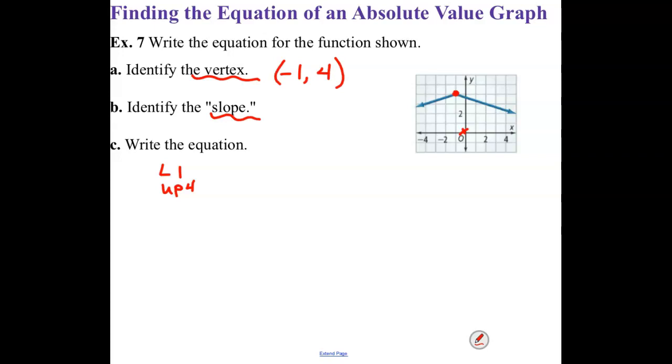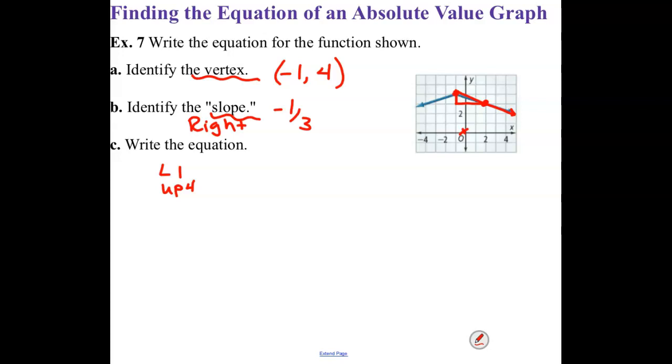Yes? All right. What's the slope? Now remember, in our equation, it's the slope on the right side. So we have to be looking at the slope of this part. We're going down 1 and over 3. So our slope is -1/3. Again, make sure you're using the right side of your picture.